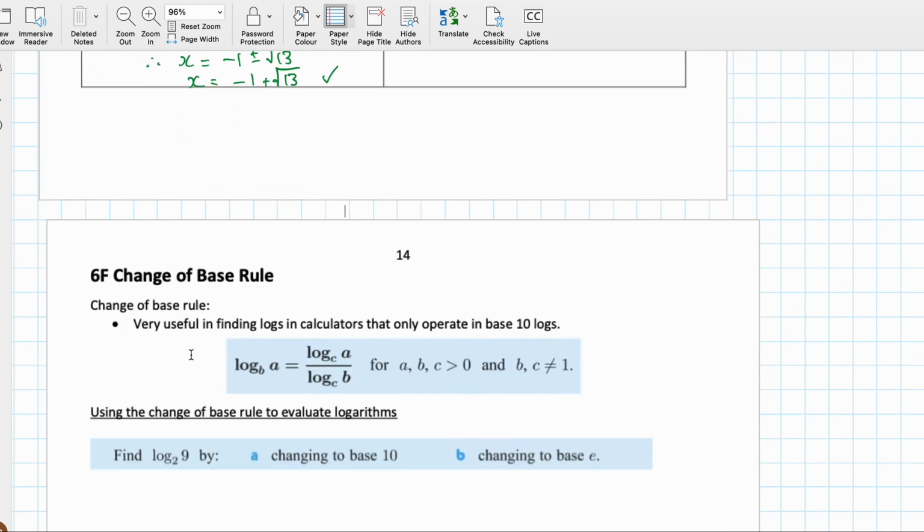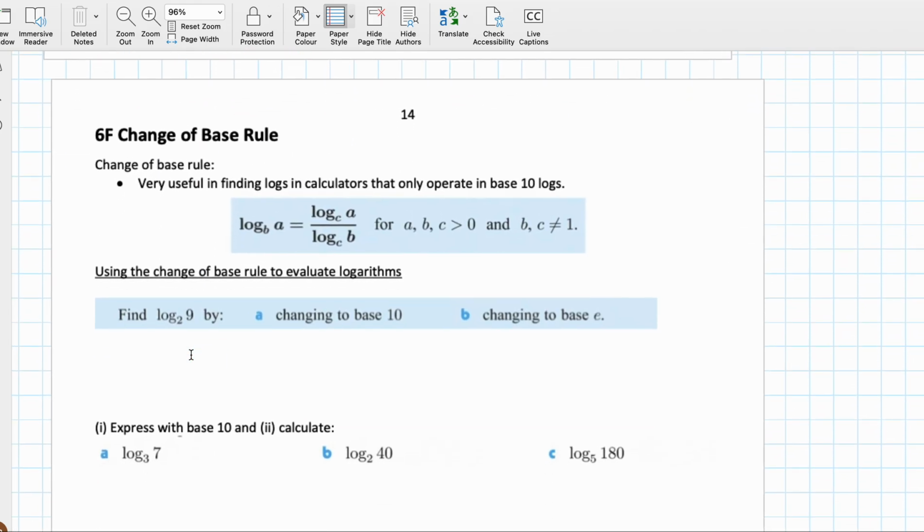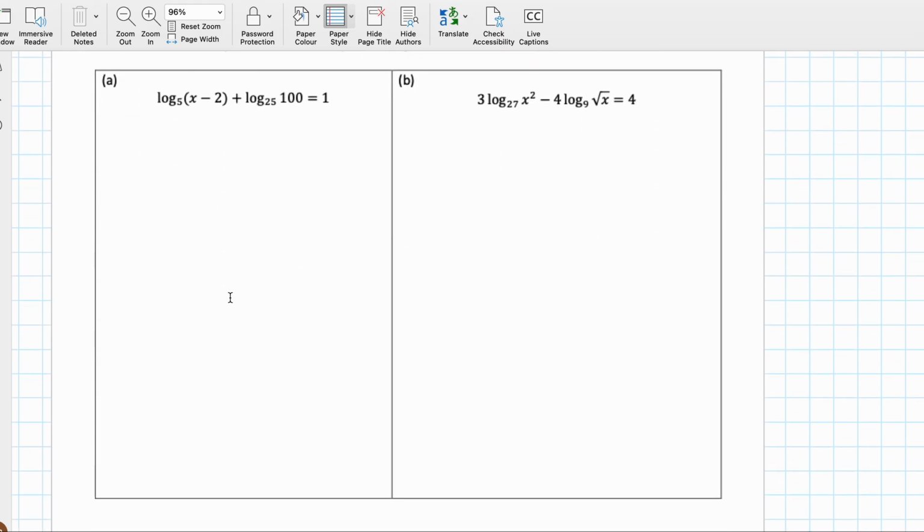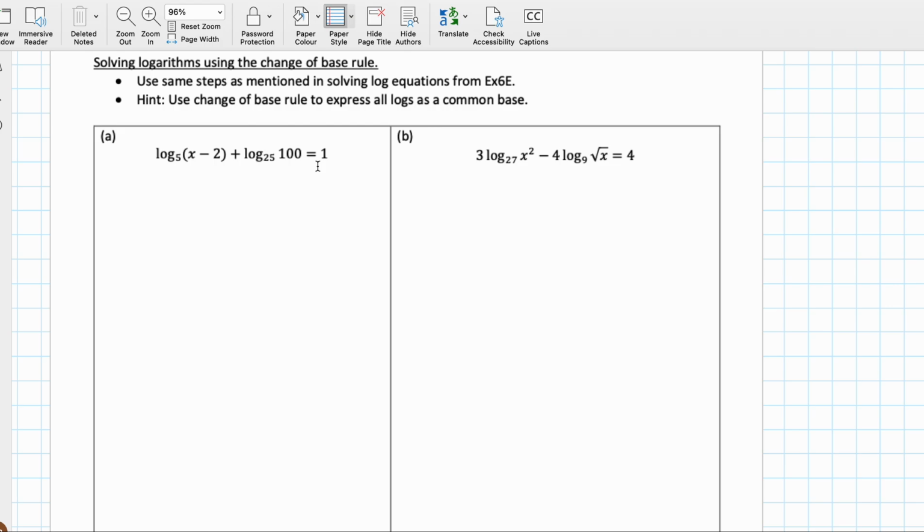Now we're going to move on to our changing base. Okay, now we've already introduced it, so let's just get straight into it. These ones here, we're using the same steps as the log equations from 6a, but we're going to use the change base rule. So here we have a log base 5 and a log base 25.